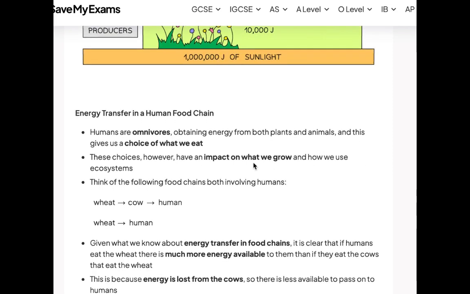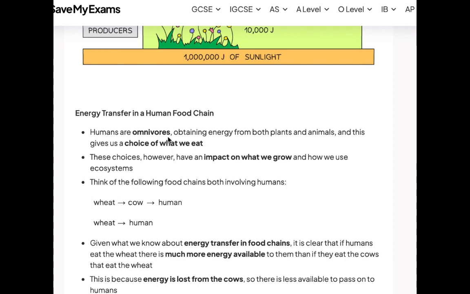So we can see what is happening. Energy transfer in the human food chain. Let's take a look at the human food chain. Humans are omnivores. We've already explained this. Omnivorous organisms are those organisms that feed on both plants and animals. Okay, human beings are omnivores. They eat both plants and animals.